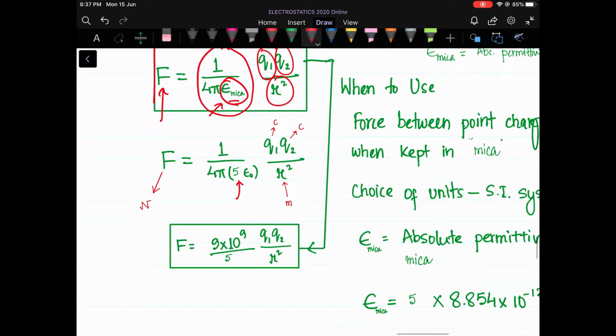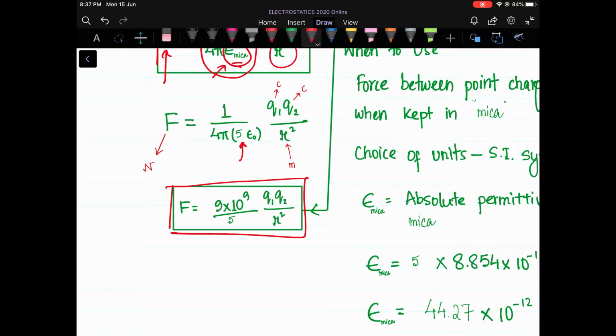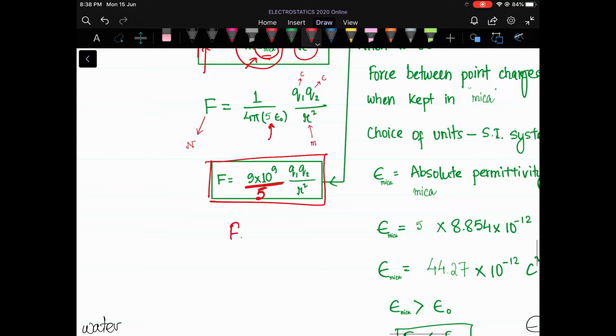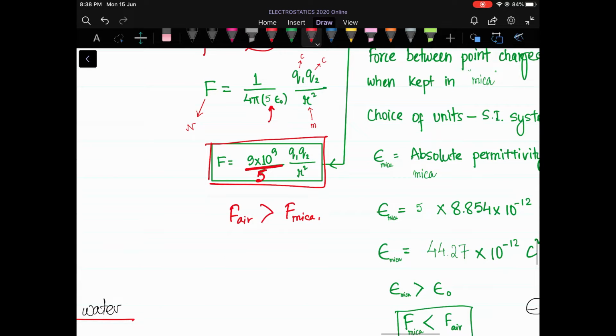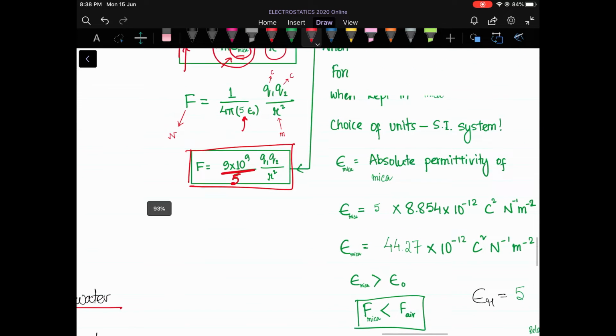Notice I have written here 5 because the dielectric constant of mica is around 5, or let's say a bit more than 5. We must use a formula writing 9 into 10 to the power 9 and we must divide it by this 5. So again, if you ask me, the force between the charges in air will be greater than force between the two charges when they are kept in mica. To be precise, I can write force in air will be 5 times bigger than the force between the charges when the charges are placed in mica.